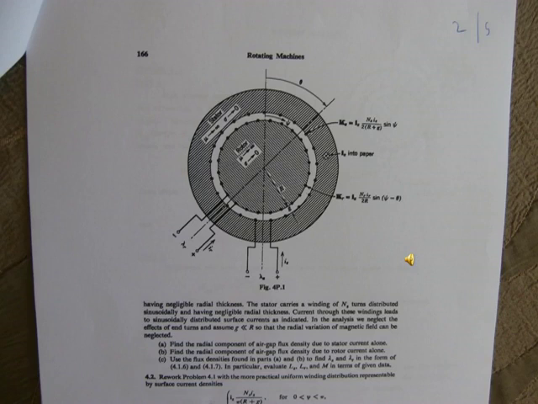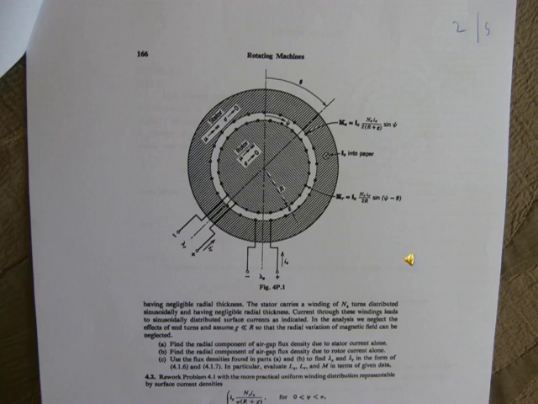And for part B, we have to determine the radial component of the air gap flux density, so we write down the air gap flux density equation. In this case, the radial component for the rotor is B_RR(psi) equal to mu 0 N_R I_R cos(psi minus beta) divided by 2g.